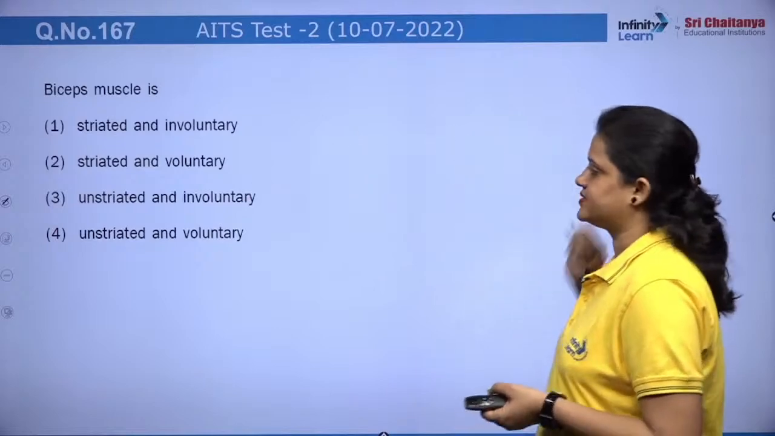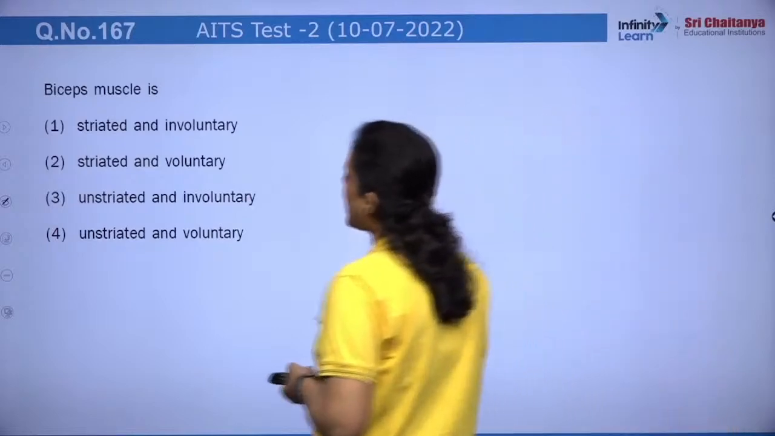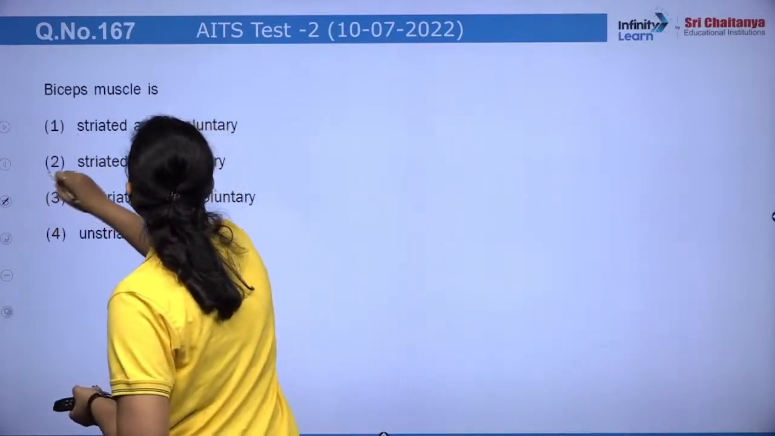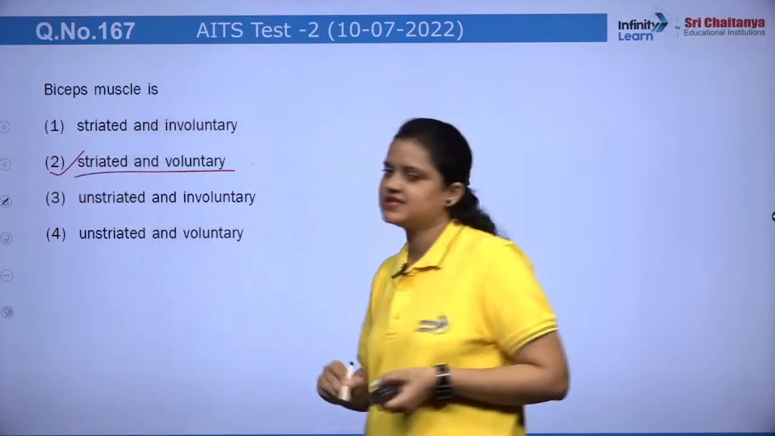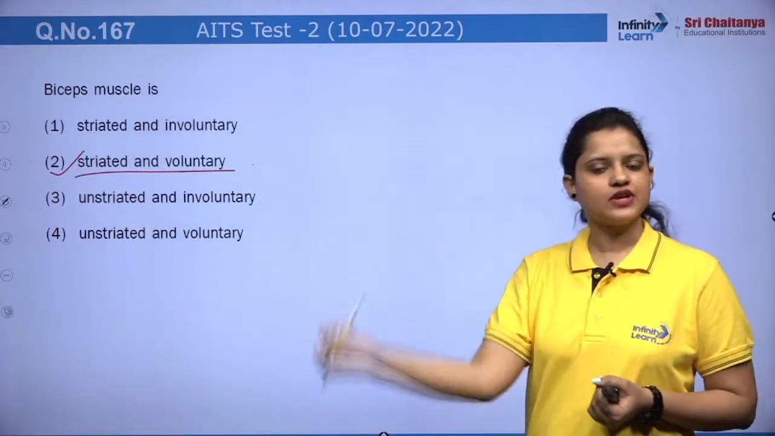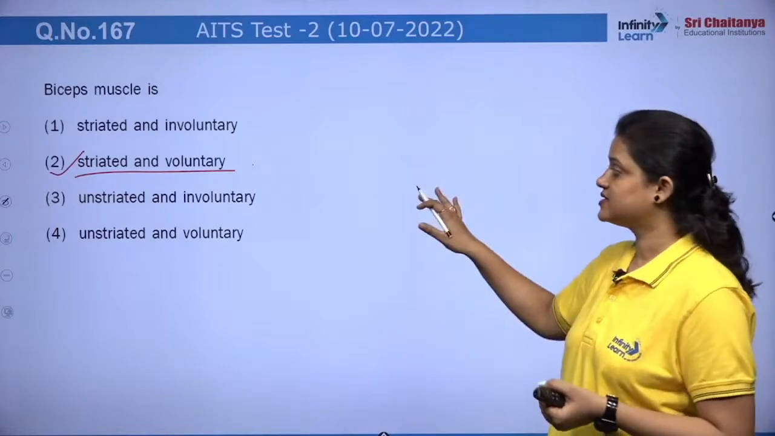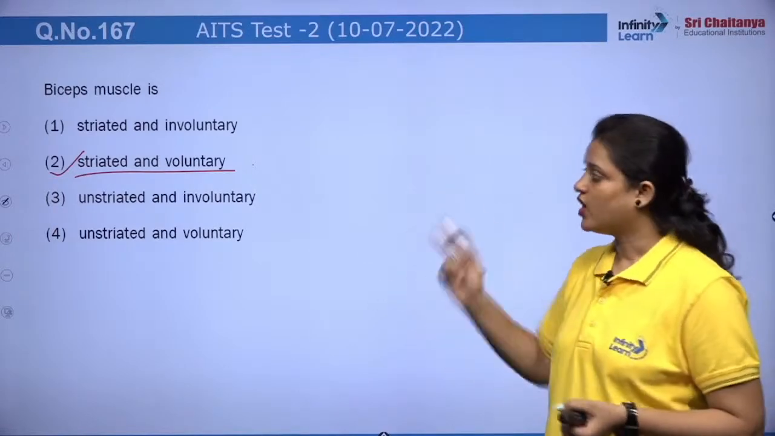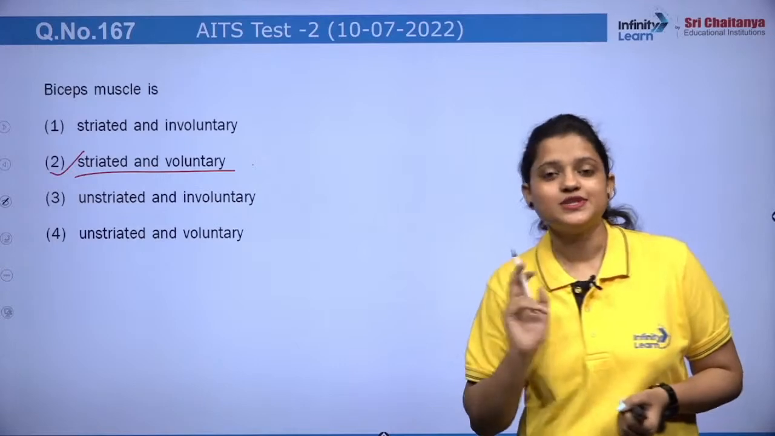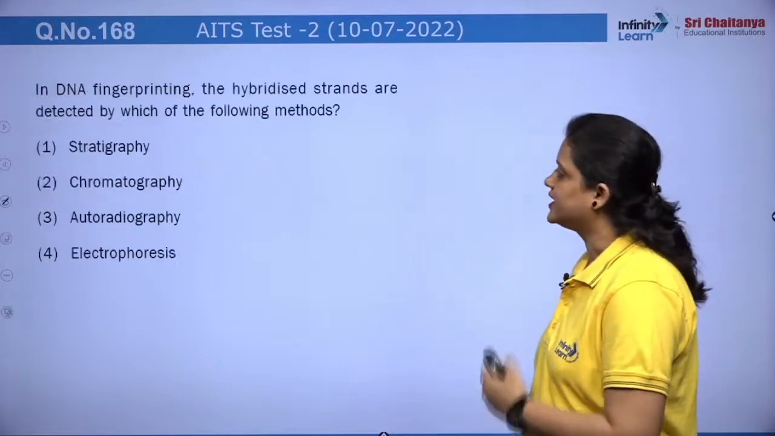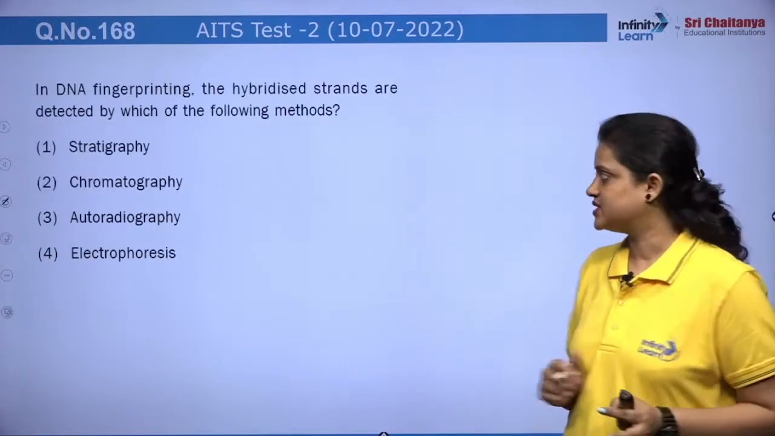Bicep muscle is striated and voluntary, isn't it? We can contract and relax our biceps muscles, right? So they are striated, voluntary. They are also multinucleated. They have alternate light and dark bands.